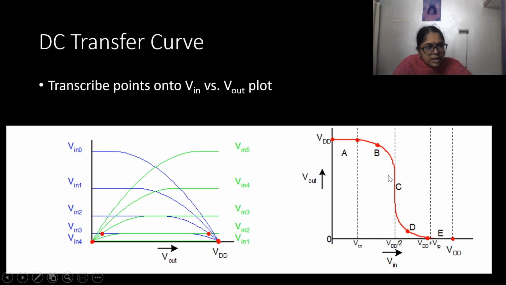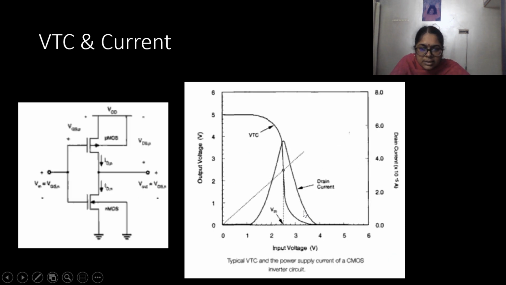So, the DC transfer characteristics, or the voltage transfer characteristics, of the CMOS inverter indicate that when the input voltage is logic 0, the output voltage is logic 1, and when the input voltage is logic 1, the output voltage is logic 0. So here in this particular case, when does the current flow through the CMOS inverter circuit?